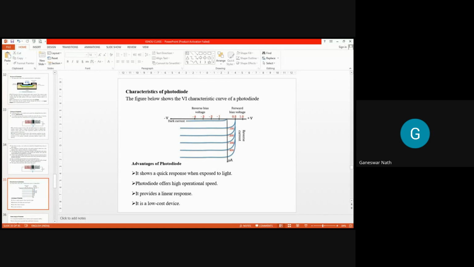Okay, now if we go to some of the advantages, it shows a quick response when exposed to light, because whenever you take the photodiode to the sunlight, it immediately responds. Because of the existence of the dark current, there is always immediately an emission of electrons to the junction region. Similarly, photodiodes offer high speed, provide a linear response, and are also a low cost device. It is cheap, its cost is very low.